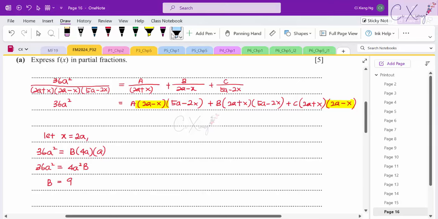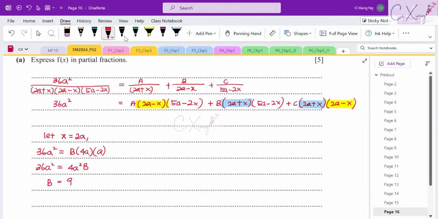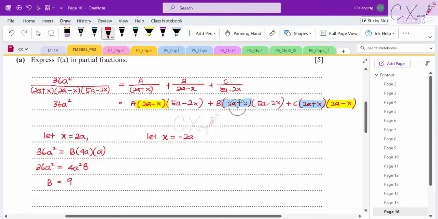Then now I'm going to aim for the second bracket so that I can get another constant. Maybe now I want to focus on this one, 2a plus x. For these two brackets, if I want to make them become 0, I will need to let x equal negative 2a. If you put x equals negative 2a here, this bracket becomes 0, so the whole term in b becomes 0. The whole term in c also becomes 0, which means that you can get the value for a.